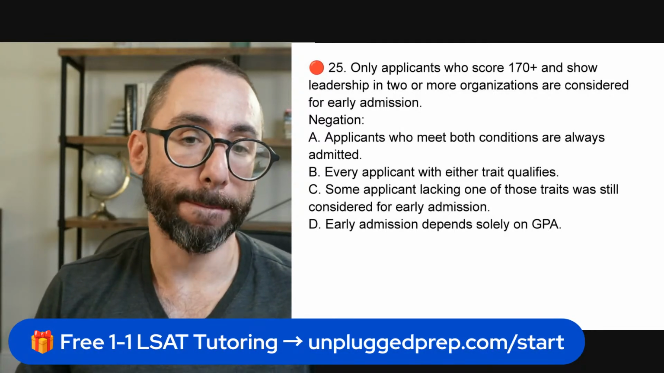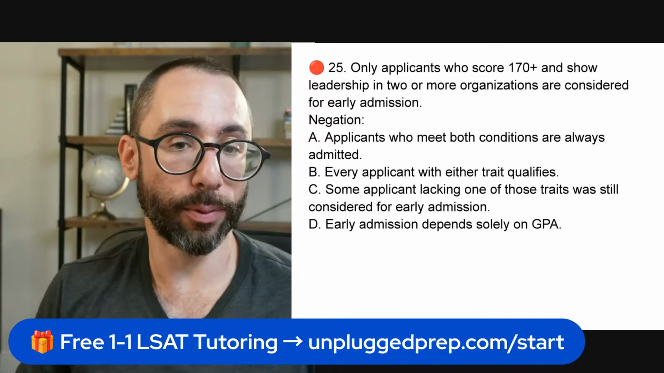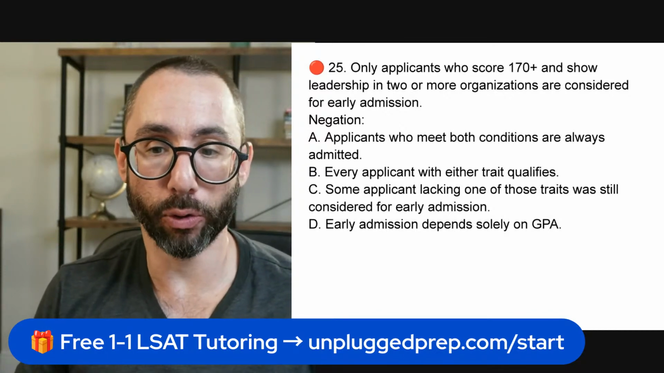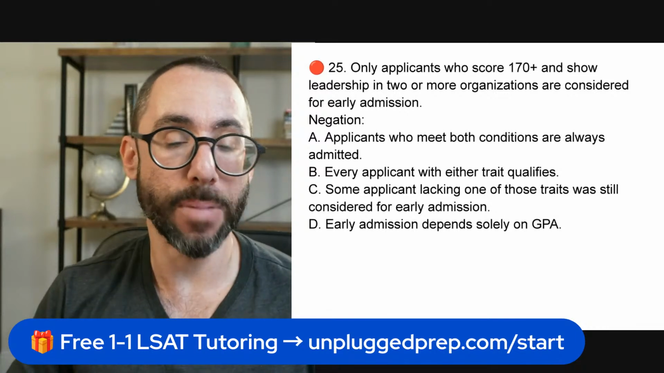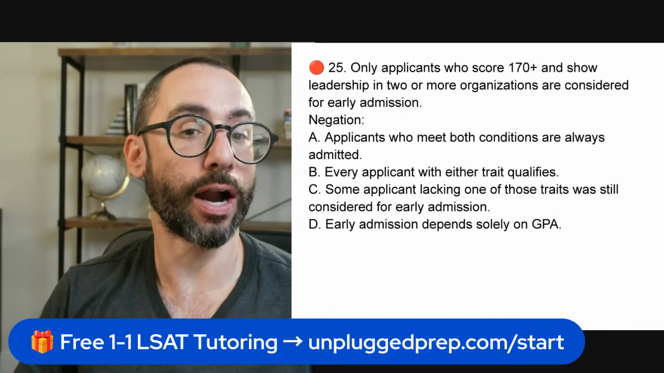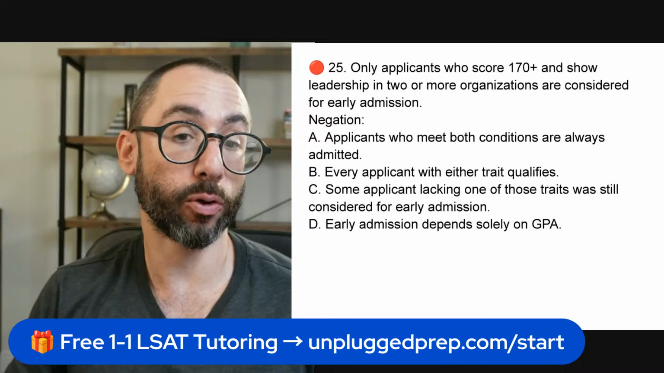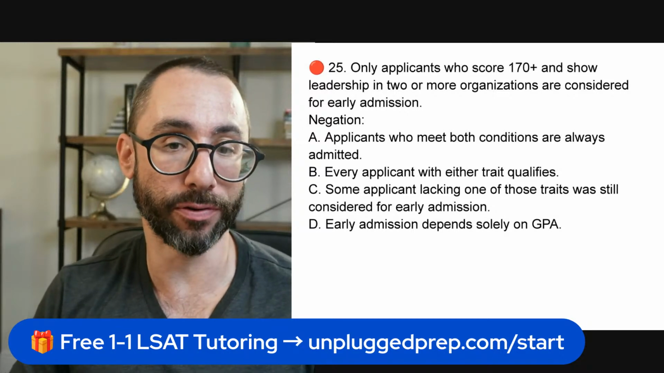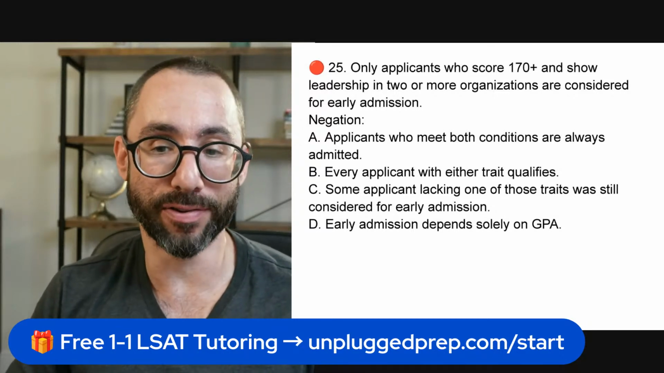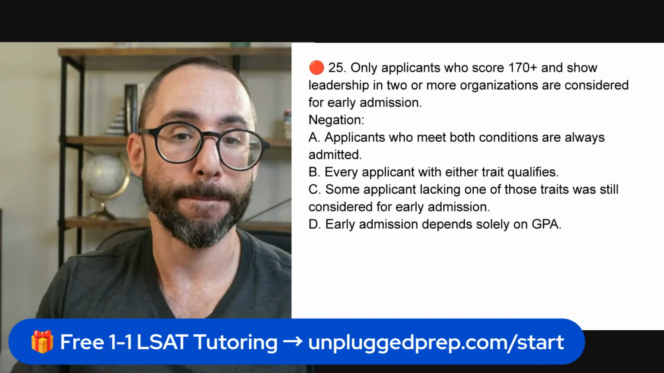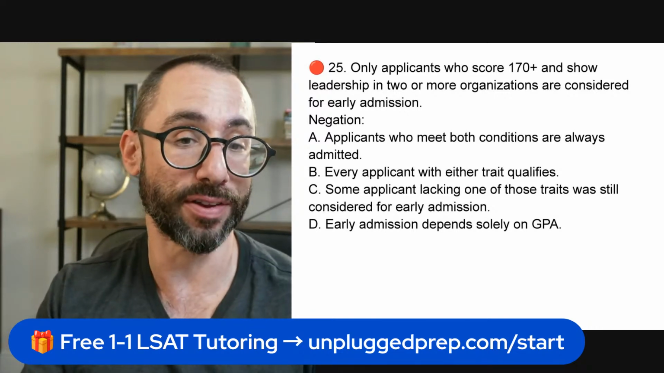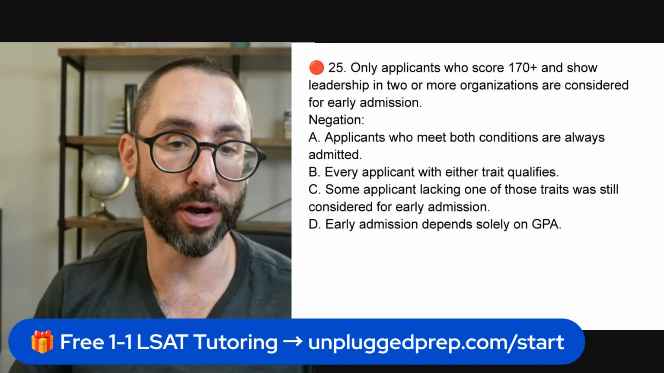You're saying that only people who meet these conditions are going to get early admission. We want to negate that and say there's at least someone who lacked those conditions yet still got early admission. That's exactly what C said. Fantastic, the answer is in fact C. Someone lacked one of these traits yet still got early admission. Well done.